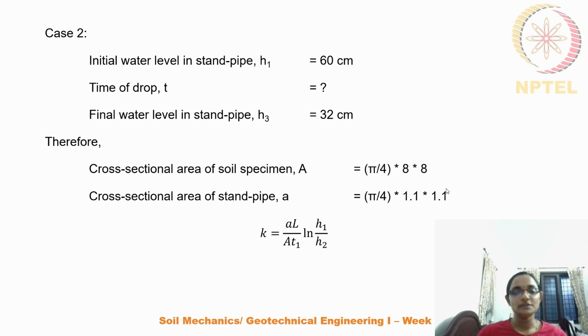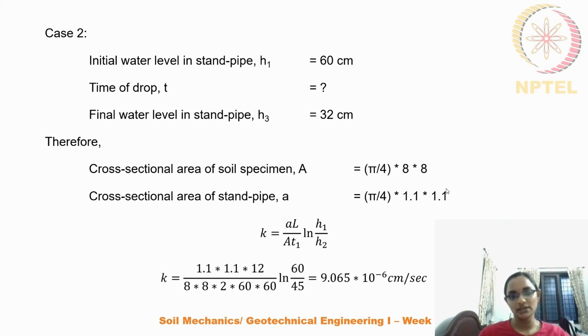So, when we substitute this for case 1, we have K is equal to pi by 4 into 1.1 into 1.1 into 12 by pi by 4 into 8 into 8 into 2, that is in hours, which we converted into seconds, so 2 into 60 into 60, ln 60 by 45. Since pi by 4 is getting cancelled, I have not mentioned that in the equation. So from this we'll get K as 9.065 into 10 raised to minus 6 centimeter per second for this particular soil sample.